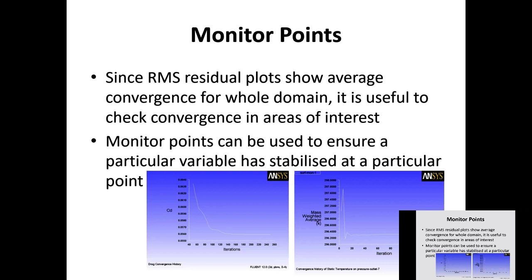I advised a few of you. You said, okay, my residuals are not going down below 10 to the minus 4. So I said, okay, use 10 to the minus 3 if it has a converged solution, because with that grid, that is the best you can get. It doesn't go anywhere below that. Your residuals won't go anywhere below that, but it's a converged solution.